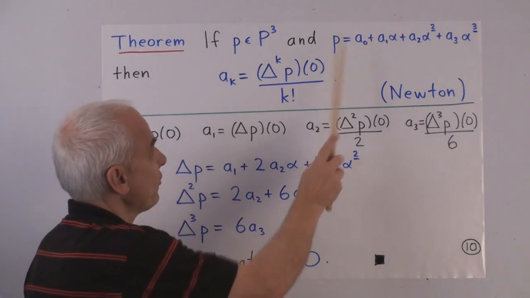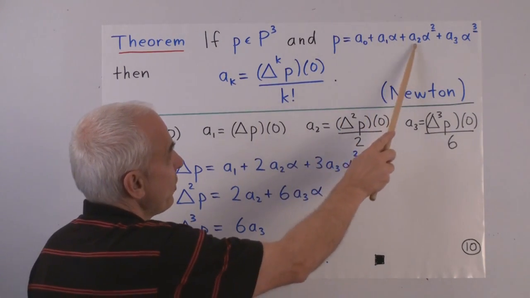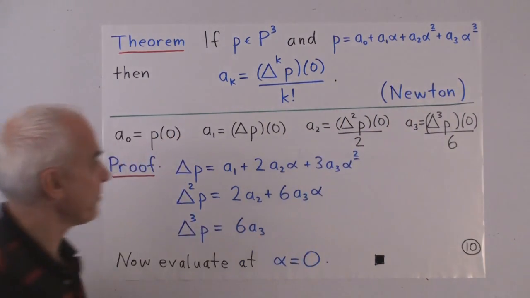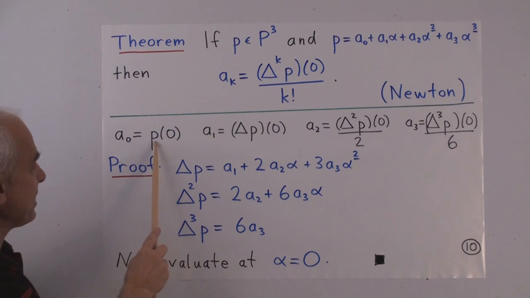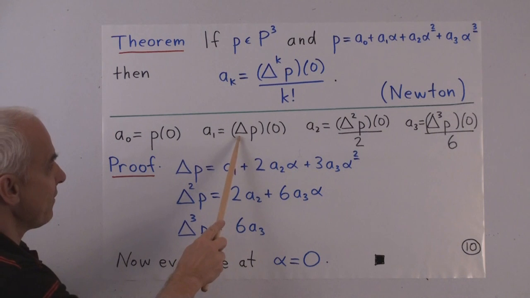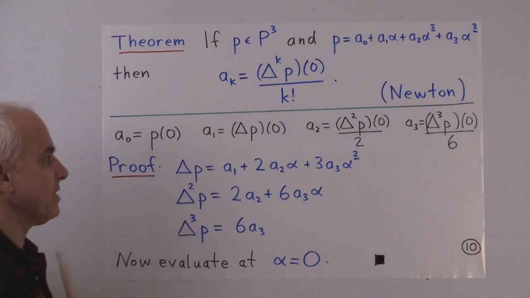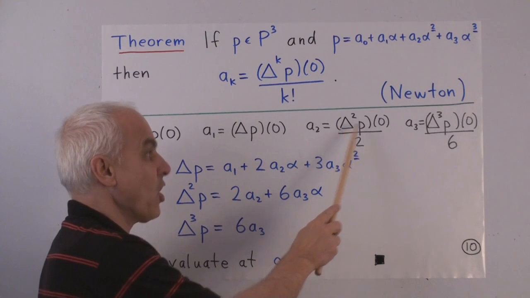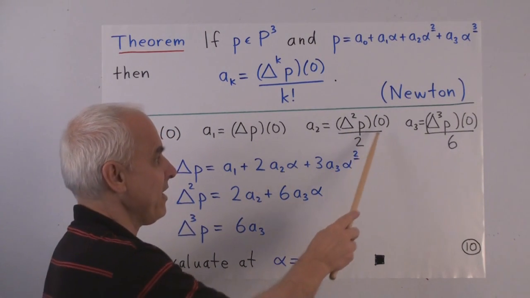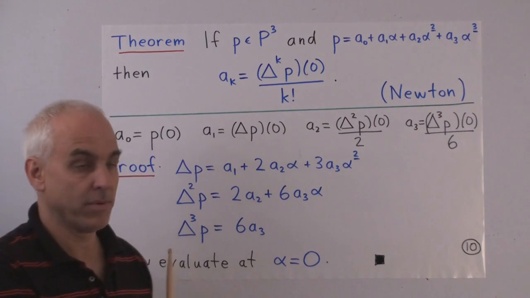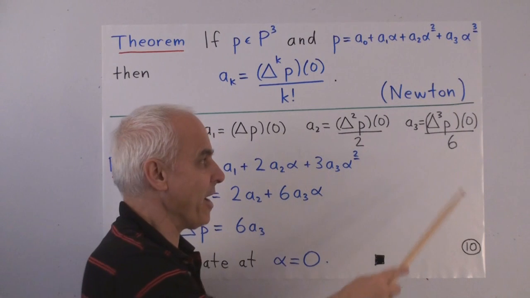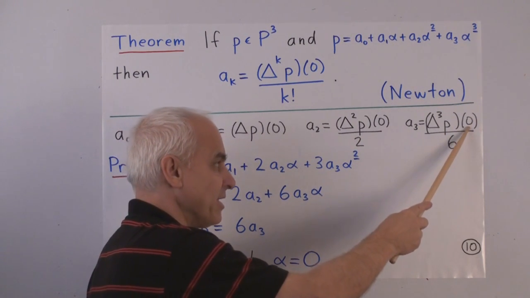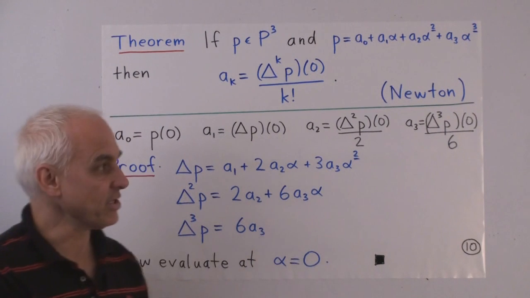So when k is 0, we get A0. When k is 1, we get A1. K equals 2, we get A2. K equals 3, we get A3. So here, very explicitly, are the four coefficients. A0, the claim is that's just p of 0. A1 is the forward difference of p evaluated at 0. A2 is the forward difference of the forward difference of p evaluated at 0, divided by 2. And A3 is the forward difference applied 3 times to the polynomial, then evaluated at 0, then divided by 3 factorial, which is 6.